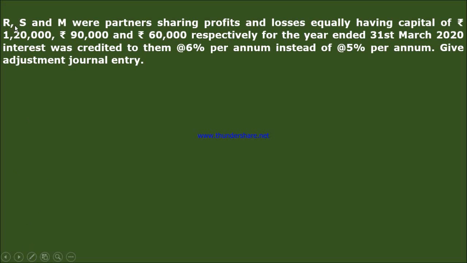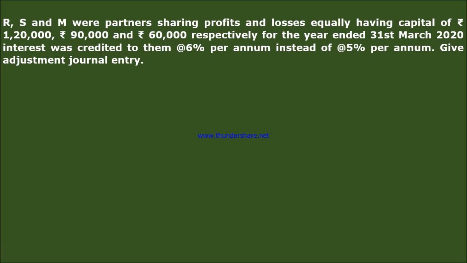The question is, R, S and M were partners sharing profits and losses equally, having capital of rupees 1,20,000, rupees 90,000 and rupees 60,000 respectively for the year ended 31st March 2020. Interest was credited to them at 6% per annum instead of 5% per annum. Give adjustment journal entry. Interest was credited. That means here we are considering interest on capital.